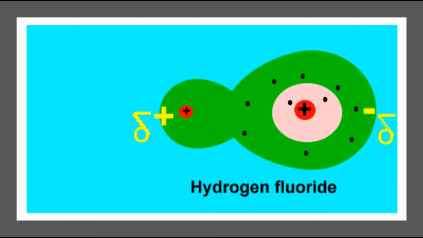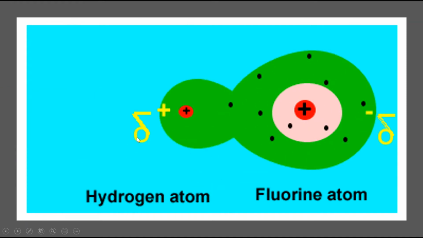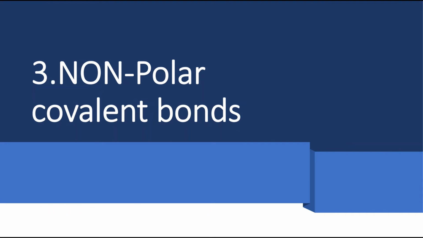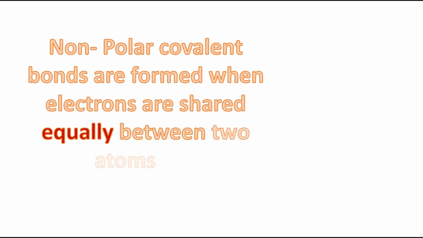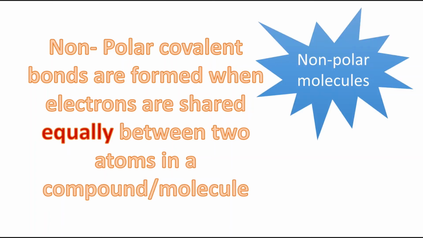Now this is the second example. Fluorine is also a very electronegative atom, so fluorine and hydrogen can form a polar covalent bond, and hence you can see there is a delta plus charge and delta minus charge across the molecule. The third type of intramolecular force is the non-polar covalent bond. Non-polar covalent bonds are formed when electrons are shared equally between the two atoms in a compound or a molecule. It happens only with non-polar molecules where there is no charge difference.